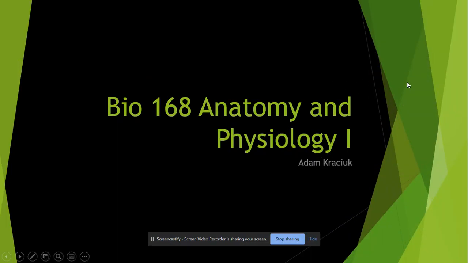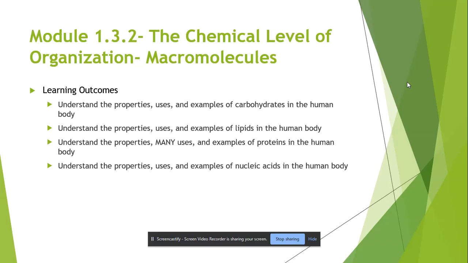This is the last PowerPoint for Module 1. This is Module 1.32, and we're still talking about the chemical cycle of organization, specifically macromolecules in this setting. What I want you to take away from this is to understand the properties, uses, and examples of carbohydrates, lipids, proteins, and nucleic acids in the human body. And we're going to cover this briefly, as much as you need to know for Bio 168.